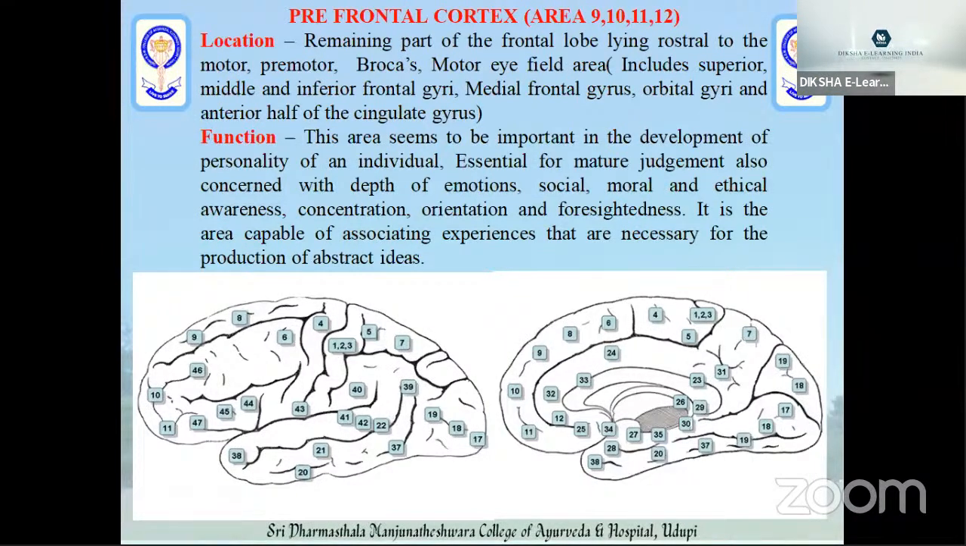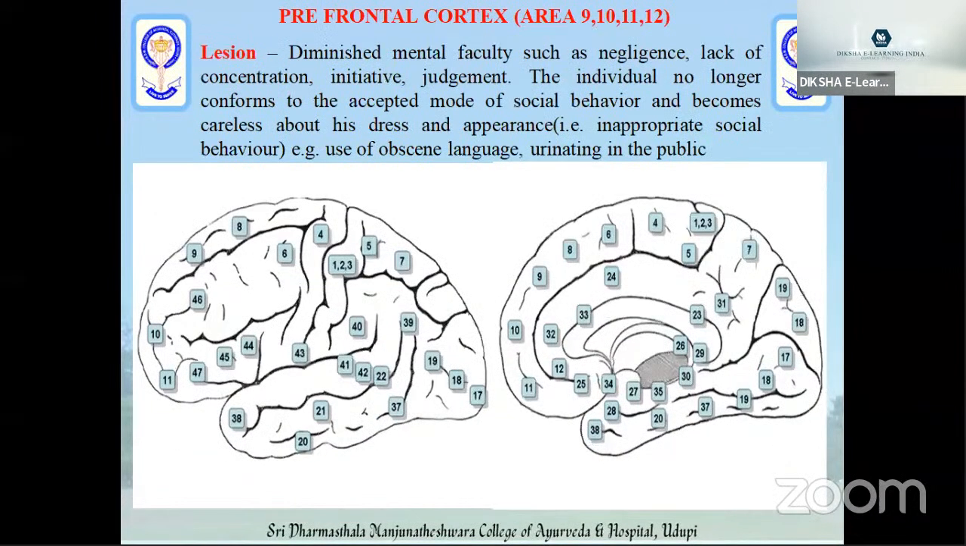Usually, it is mainly responsible for the personality of the individual. If the lesions occur, let us see the consequences. If the lesions of the prefrontal cortex occur, there will be diminished mental faculty, such as negligence, lack of concentration, lack of initiative, and lack of judgment. The individual no longer conforms to the accepted mode of social behavior.